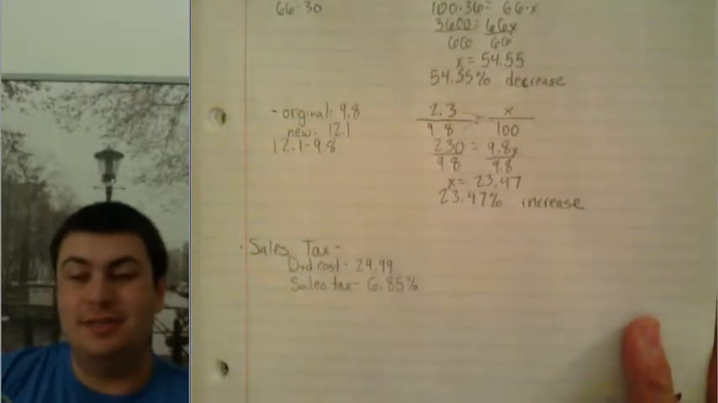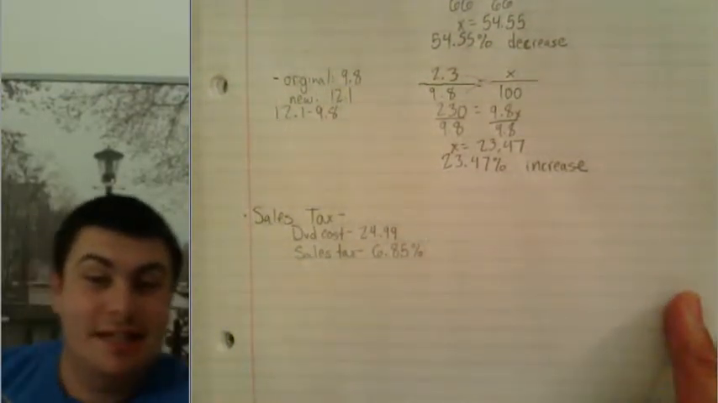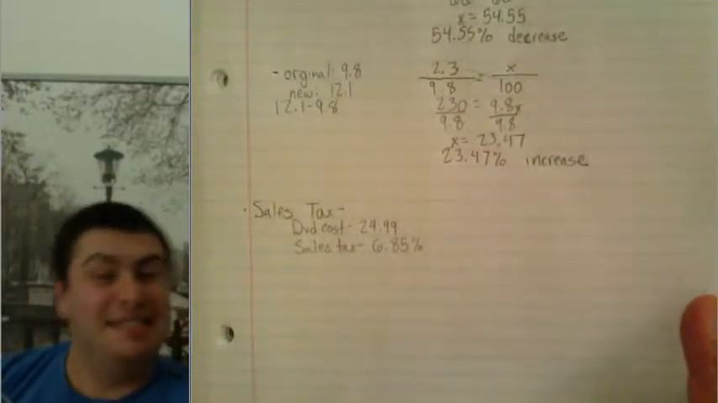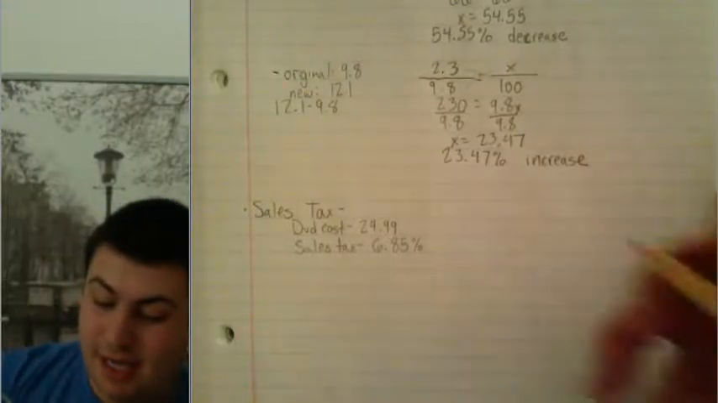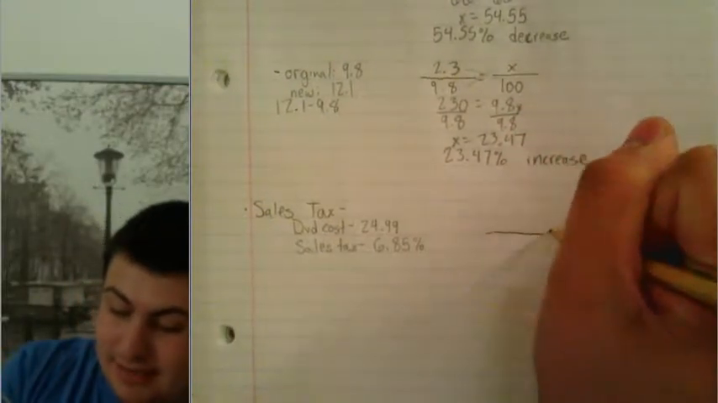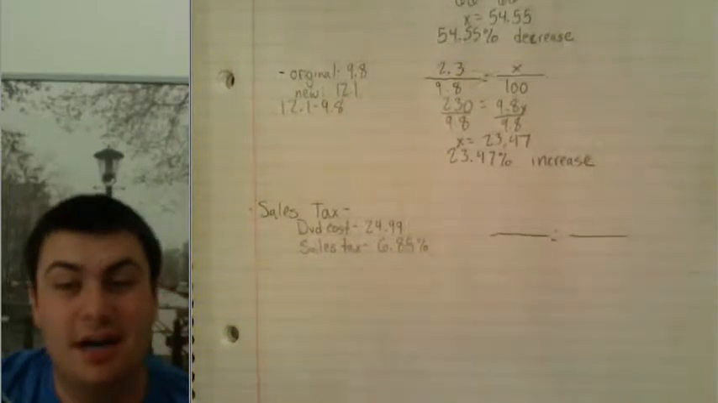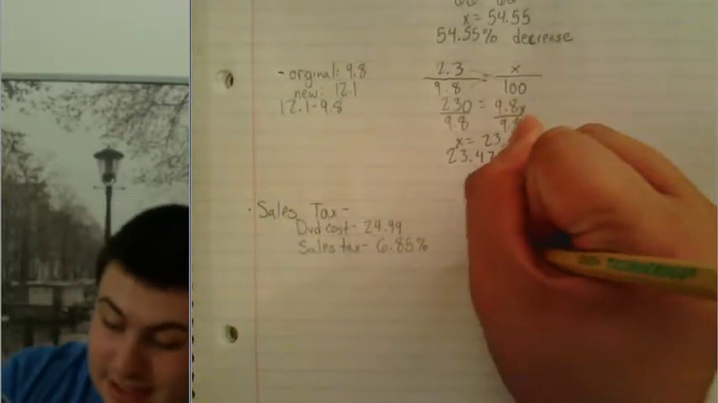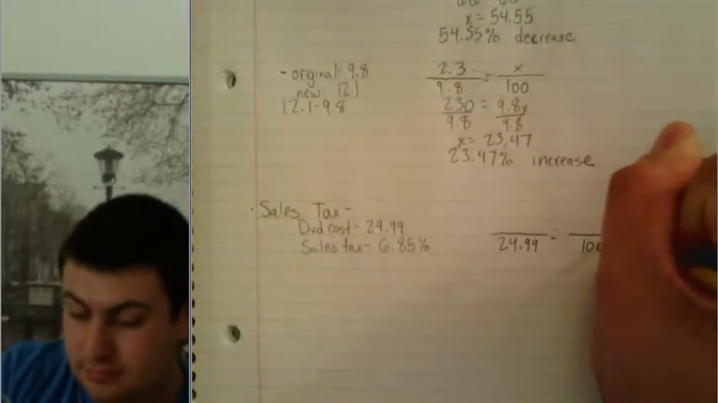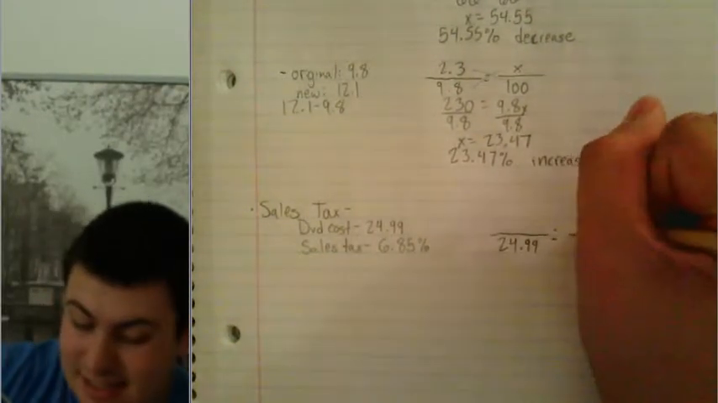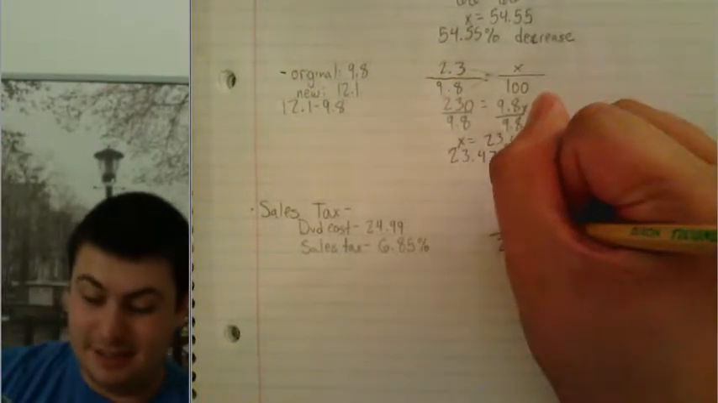Now, there's 2 situations where we can really apply this percent increase and percent decrease. The first one we're going to look at is when we apply sales tax. So, when we look at applying sales tax and we take our percent proportion, the DVD costs $24.99, so that's going to go in the spot of our original. And our sales tax is 6.85%.